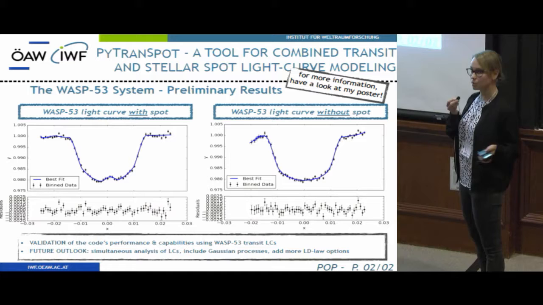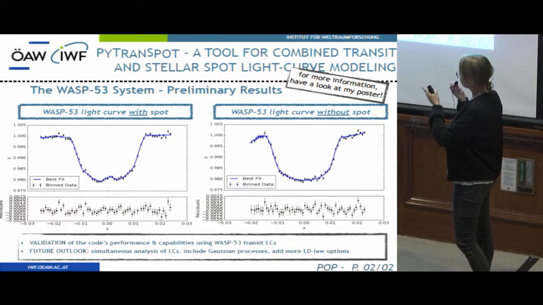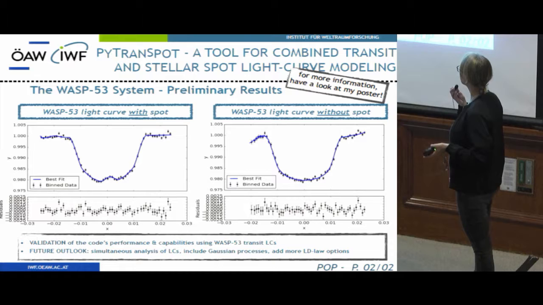Here you can see, on the left side, that it could model my spot and also take into account external parameters. On the right-hand side, you see that it works without spots as well. And of course, there was also an XY shift at the beginning of the observation from the telescope, which could also be taken into account.